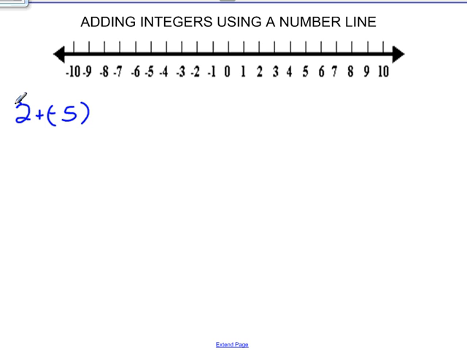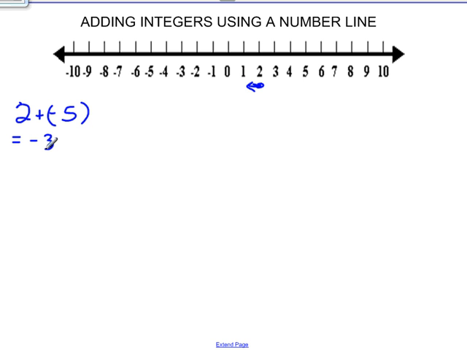To use a number line to do a question like that, we're going to find our starting point, which is 2. So that's right here. If we're adding, normally we go this way, but this time we're adding a negative. So when we add a negative, we're actually going to go this way. All you do is from 2, you count 5: 1, 2, 3, 4, 5. So I'm at -3. So 2 plus -5 is -3.